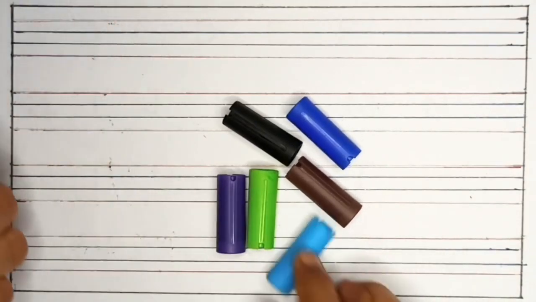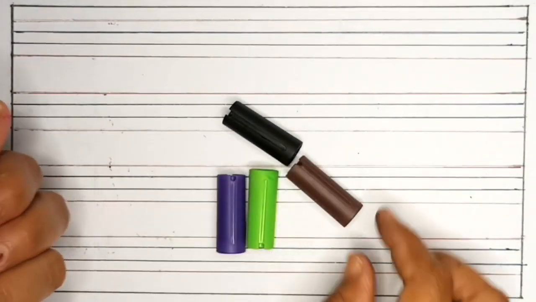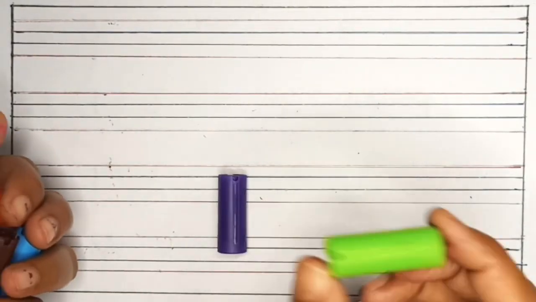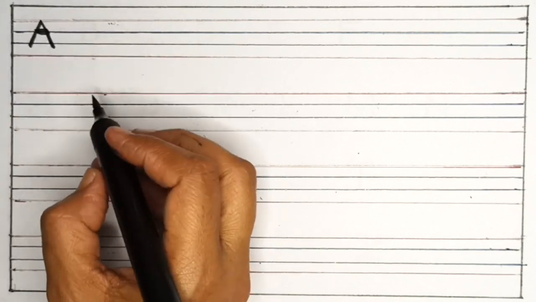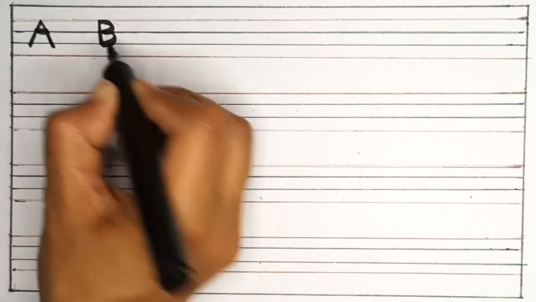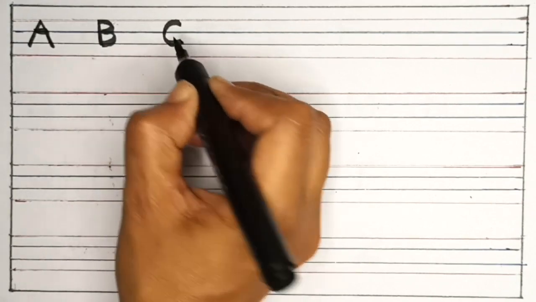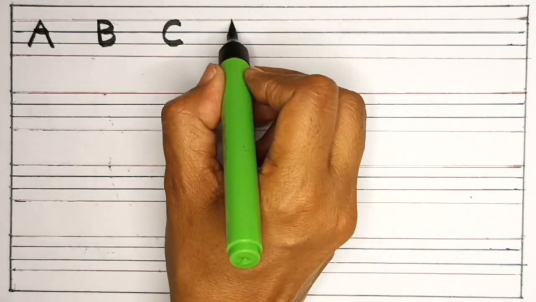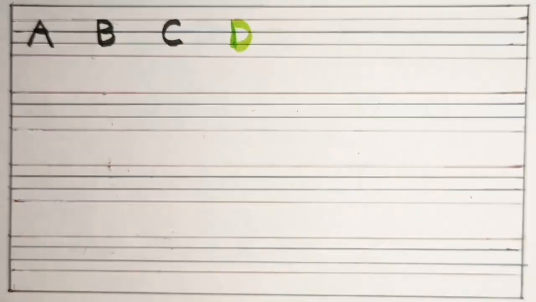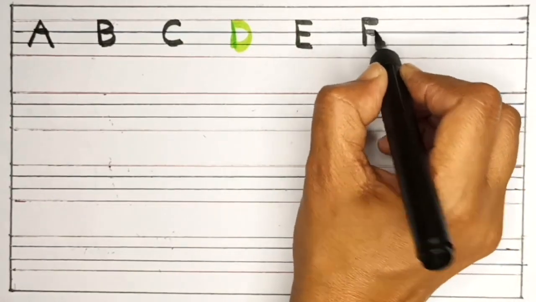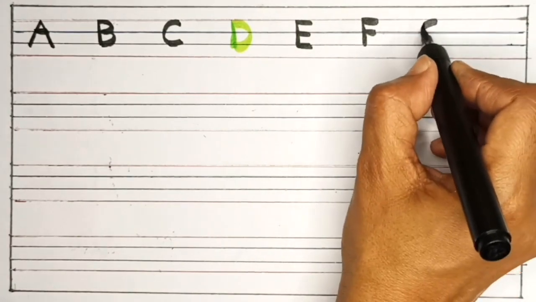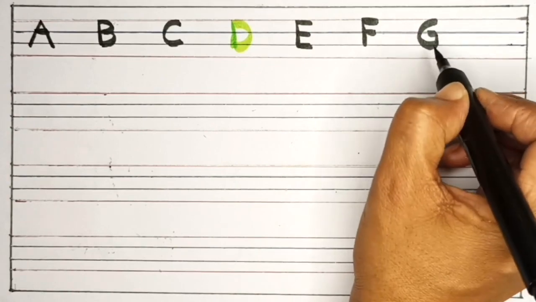Orange, purple. Sky blue, dark blue. Brown, black. Parrot green, violet. A, A for apple. B, B for ball. C, C for cat. D, D for dog. E, E for elephant. F, F for fish. G, G for grapes.